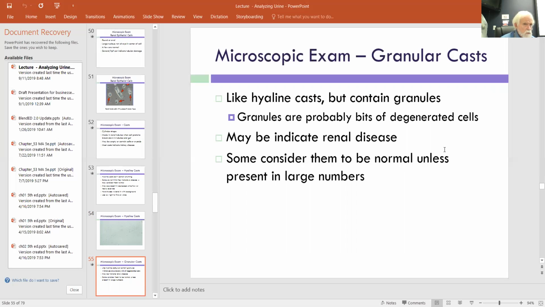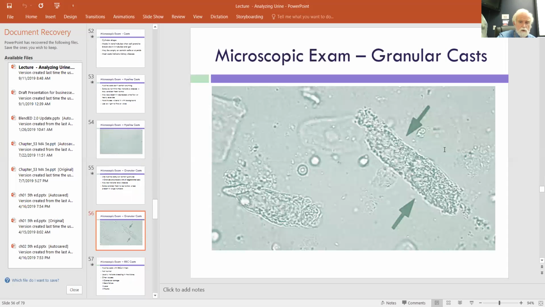And again, there's some disagreement as to whether their presence indicates anything until there's a lot of them. And in the case of all of these, there's disagreement as to how much is a few and how much is enough to cause a problem. So it depends on the urologist. But again, if we see these things, we want to check them out.